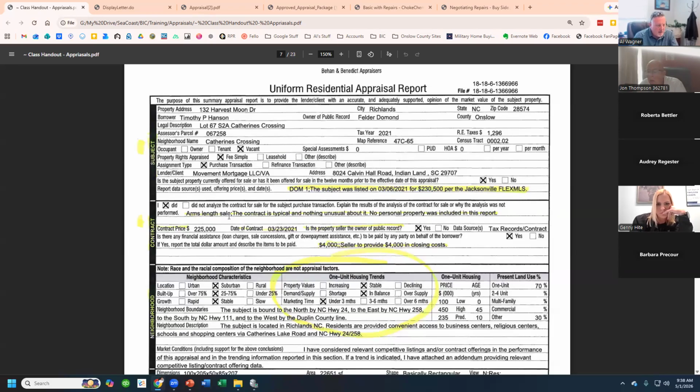Then it talks about the contract terms. Yep, they do have a copy of the contract. It explains that they did or did not analyze it. It also tells what type of sale it is, an arm's length sale, which is your typical sale. They've explained that there's nothing atypical about it, no personal property. That's the contract price. The date of the contract, the seller, the owner, public record. Then it talks about concessions.